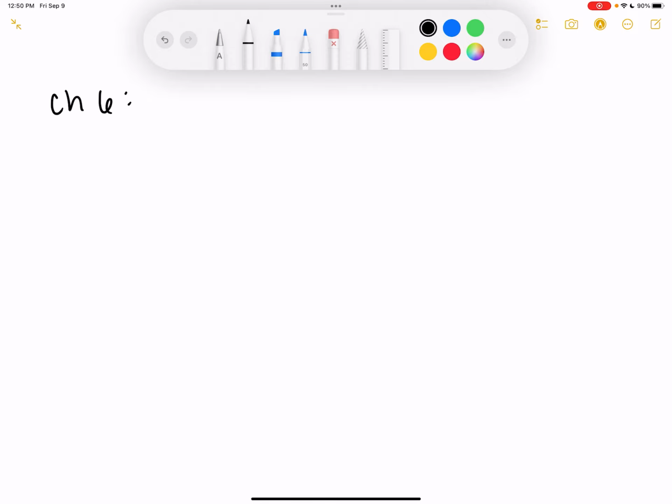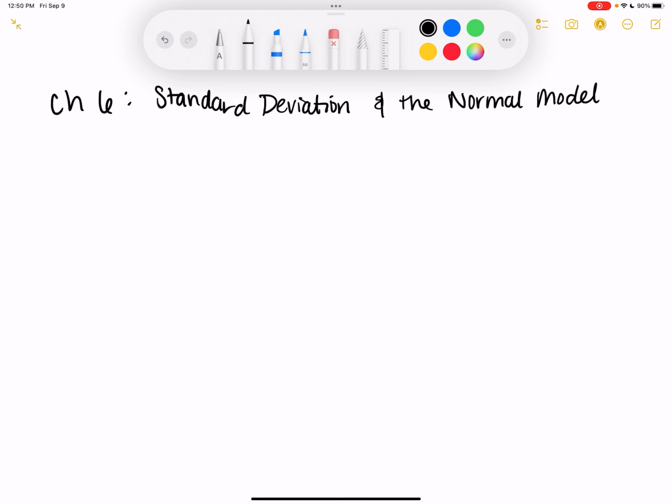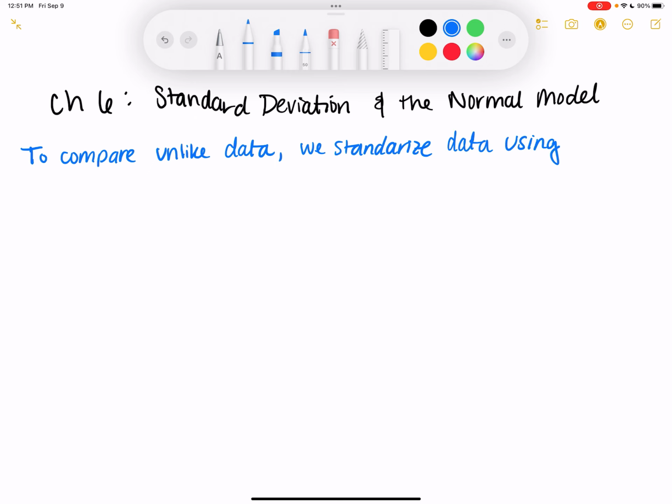Right, chapter 6, standard deviation and the normal model. So to compare unlike data, we standardize data using z-scores.